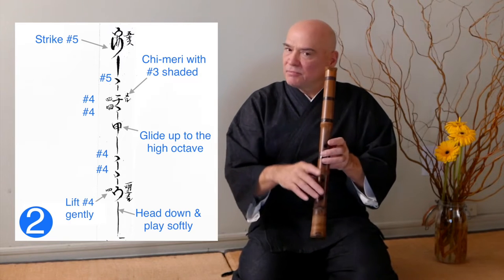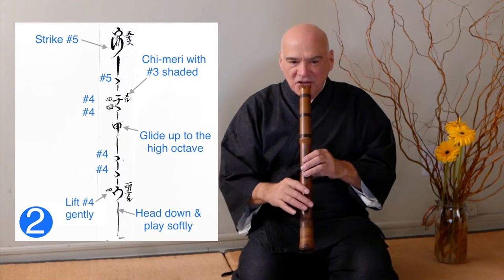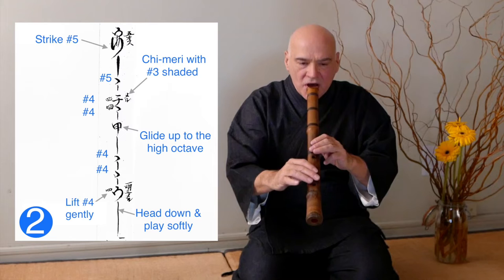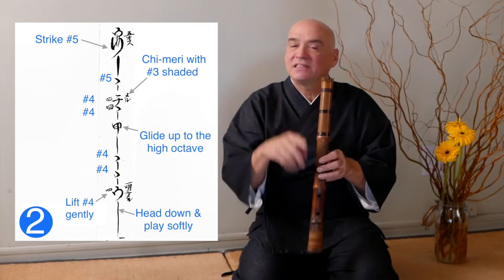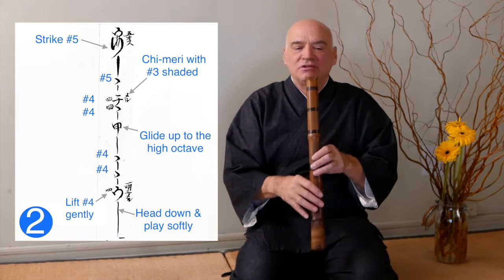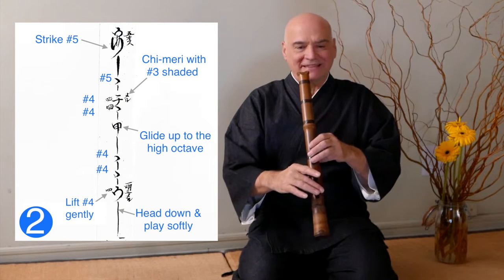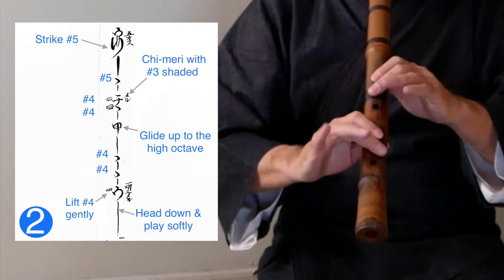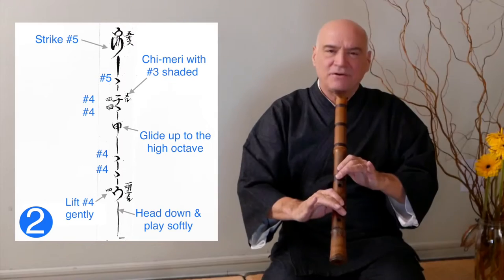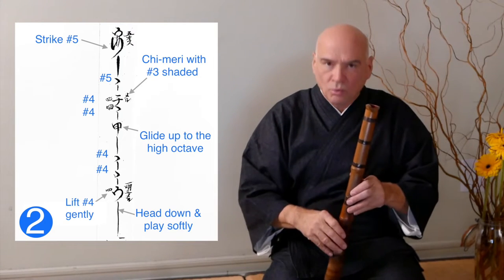And now the problem is that it's very hard to go from that G to an ooh. You'll feel, as you raise that 4th finger, where I say lift 4 gently, you'll feel that note just go up for a second, then put your head way down for the usan, which you've got these holes open like this, and you're fading it out. Now, this should be done on one breath.